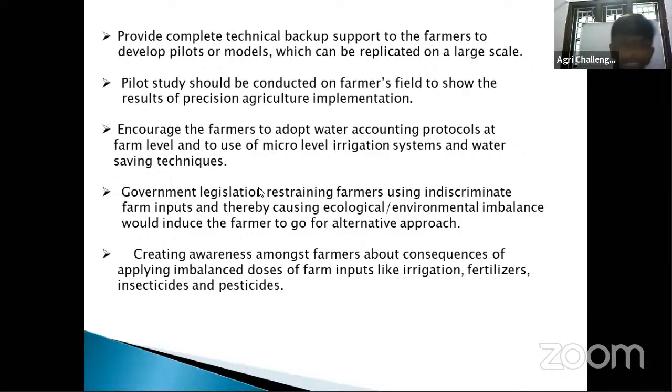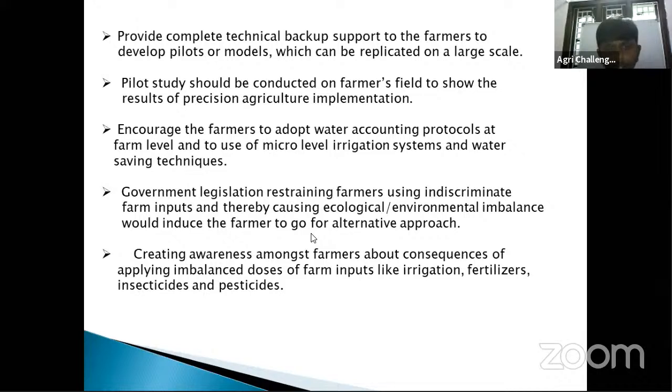Then government legislation restraining farmers from using indiscriminate farm inputs. We also have to make a legal framework to restrict the excess use of fertilizers or pesticides per acre, per unit area. From the government side, legal enforcement also has to be done to control the excess use of inputs, which causes ecological and environmental imbalance, and would induce the farmers to go for an alternate approach.